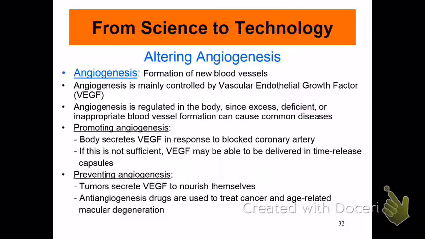Angiogenesis is mainly controlled by vascular endothelial growth factor, but this is talking about when an artery is blocked, the VEGF is secreted to make new arteries around the blockage. So it may be able to be delivered in time-release capsules. Preventing angiogenesis matters for tumors, which secrete that VEGF to nourish themselves. So you can prevent it, but it's also good if it goes around the blockage.